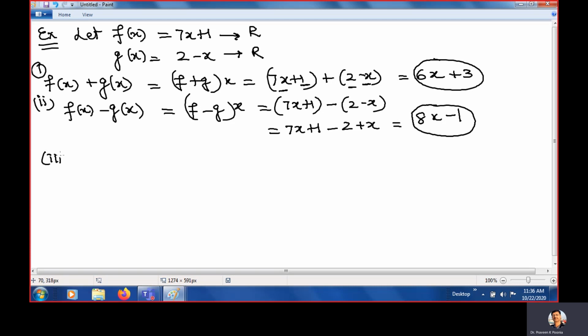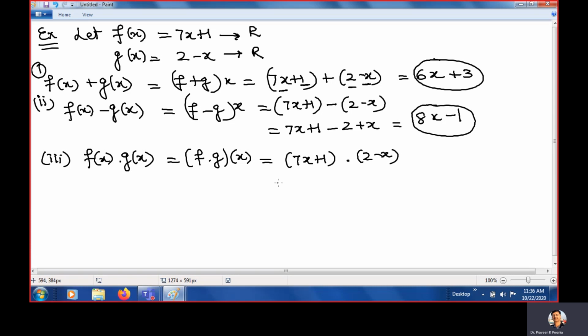If we move to the third one, then it will be f(x) times g(x). That is equal to (f times g)(x), and it equals 7x plus 1 times 2 minus x. And how do we multiply? First with this, 7x into 2, 14x. Then with this, 7x into minus x, minus 7x power 2.